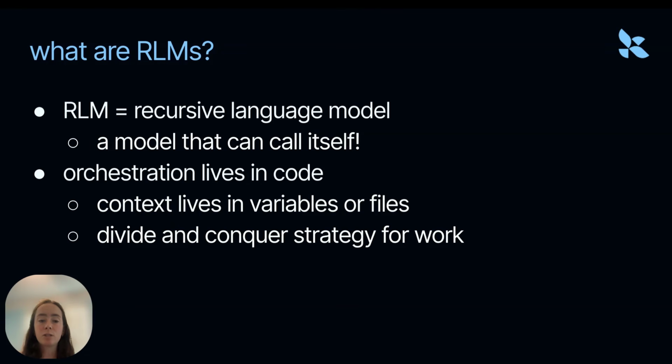If we think about agents, we often define agents in code, and so the orchestration for recursive language models actually lives in code. You give the main agent and model the power to write code to recursively call itself. And this means that context can live in variables or files rather than just in the direct context window of the model. And this broadly enables a super flexible divide and conquer strategy for work.